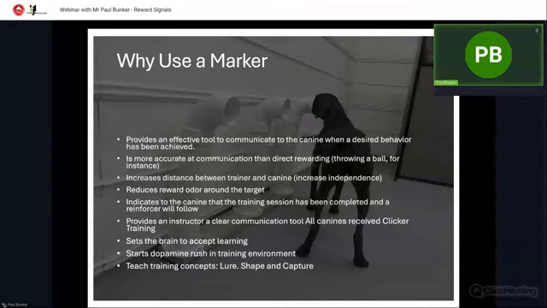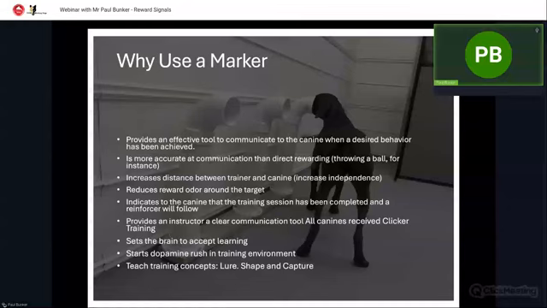Next, it indicates to the canine that the training session has been completed and reinforcement will follow. When I use a marker, it is the point at which the desired behavior has been achieved. Now game over, you're going to play and you get your downtime, because as soon as you hear that mark, click, you know that you've achieved everything you need to achieve to get your reward.